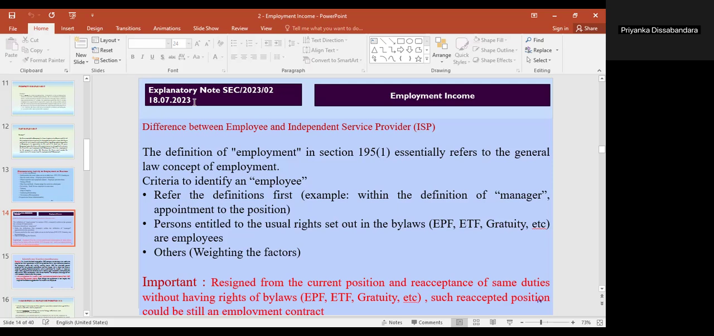And one more important thing here is reassignment: reassignment from the current position and reacceptance of the same duties without having rights under the bylaws. Such a reaccepted position could still be an employment.